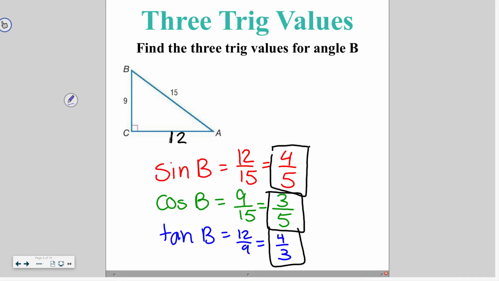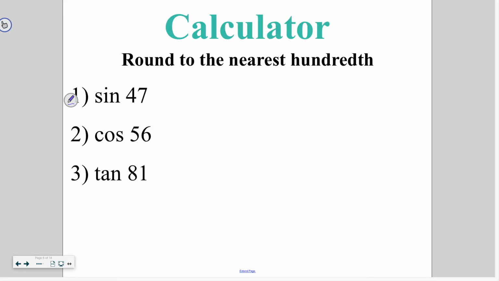So we got 12 over 15 for the sine, which reduces to 4/5. Cosine is 3/5, and the tangent is 4/3. Next thing we're going to do is use the calculator to just find these values. So you'll notice in your calculator there are 3 buttons: sine, cosine, and tangent.